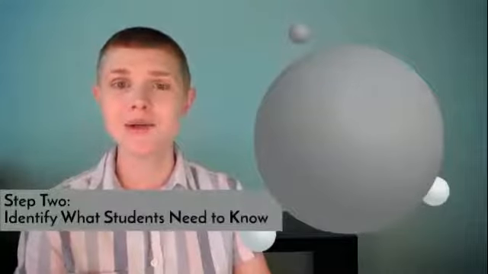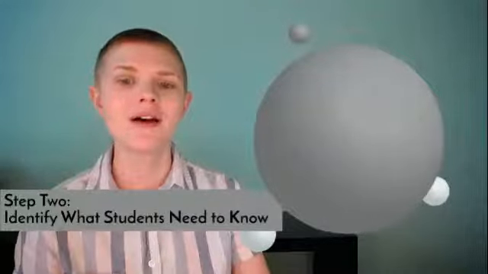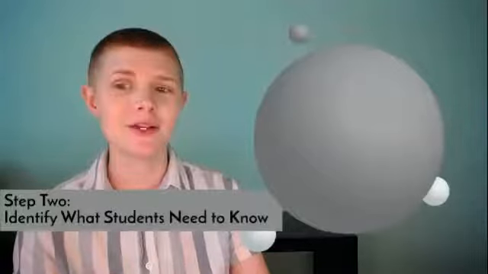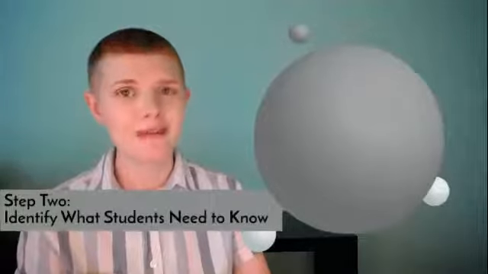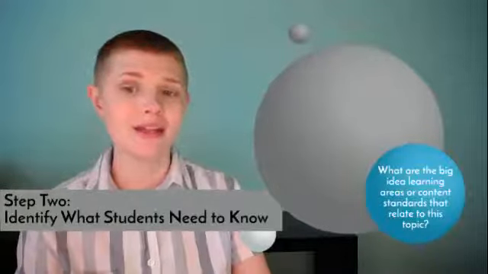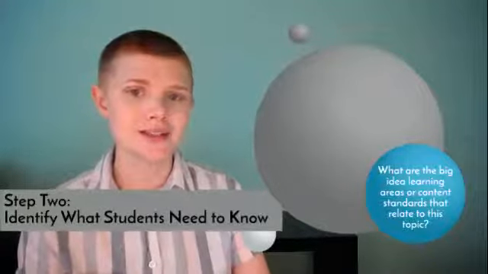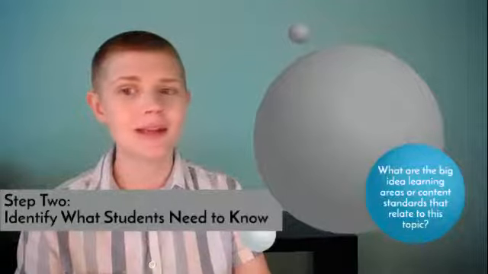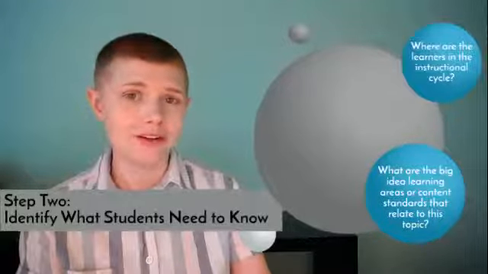After identifying stakeholder intentions, you move on to step 2 of DBP learning design, which is to identify what students need to know by asking, what are the big idea learning areas or content standards that relate to this topic? Where are the learners in the instructional cycle?